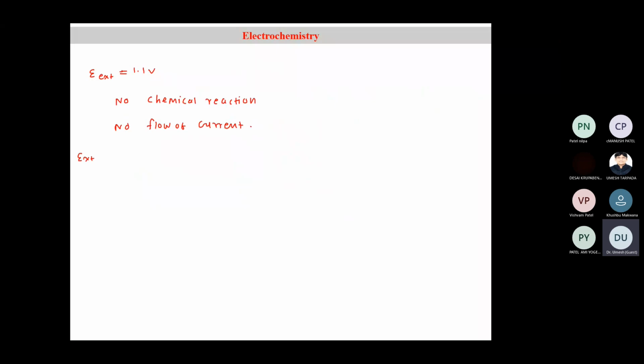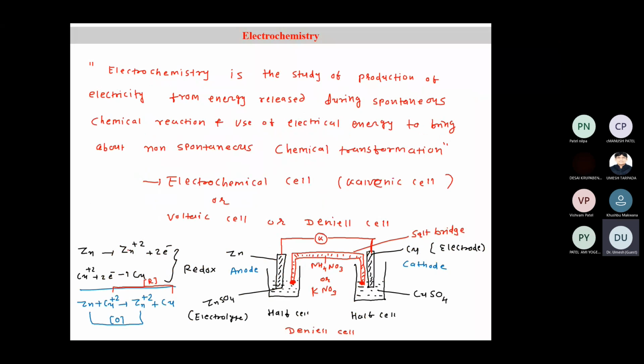If E external is less than 1.1 volt, then electrons flow from Zn to copper and current flows from copper to Zn, in the opposite direction. That is called the normal spontaneous reaction. Zn undergoes oxidation and releases electrons, so the electrons flow from anode to cathode and the current flows in the opposite direction. This is the direction of electron flow, so current flows in the opposite direction.